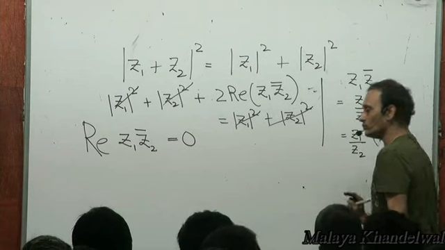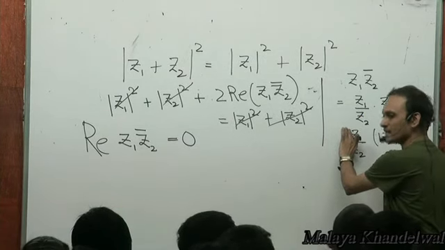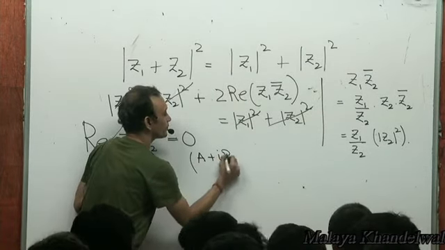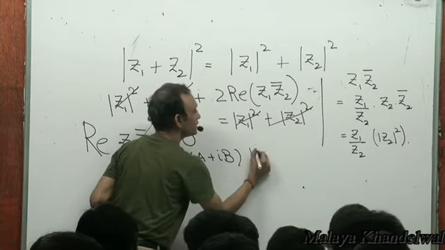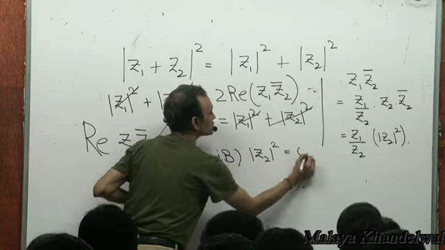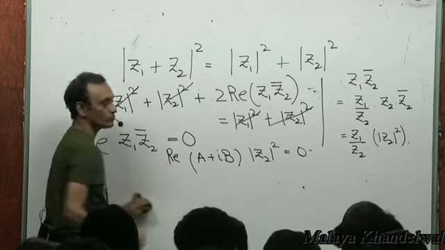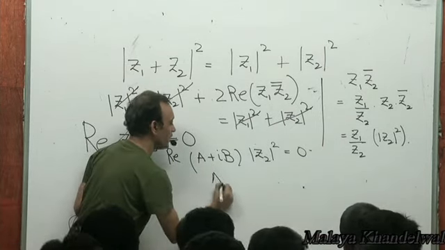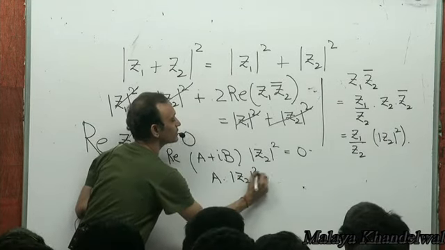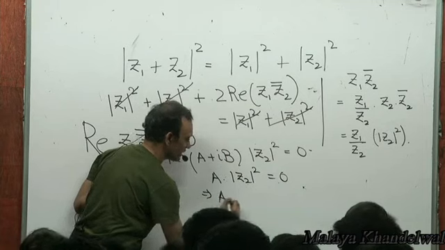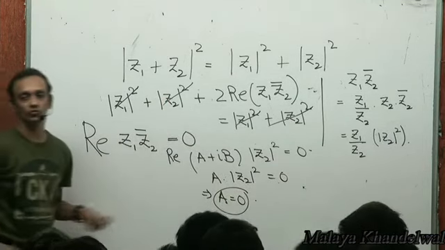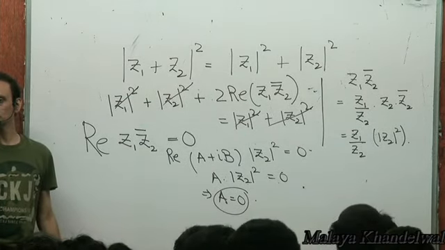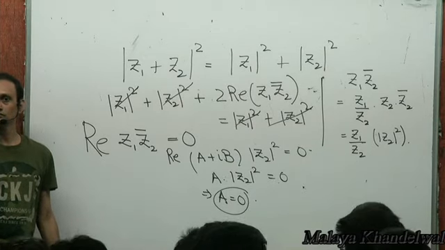The real part of this must be 0, but z1 by z2 is taken as a plus ib, right? So z1 by z2 we took as a plus ib, into mod z2 squared, that must be 0. Real part of this must be 0. What's the real part of this? A into mod z2 squared. Mod z2 is a real number, right? So a into mod z2 squared, that's the real part of this, that must be 0, which will give us a equal to 0, given that mod z2 is not 0. Right?